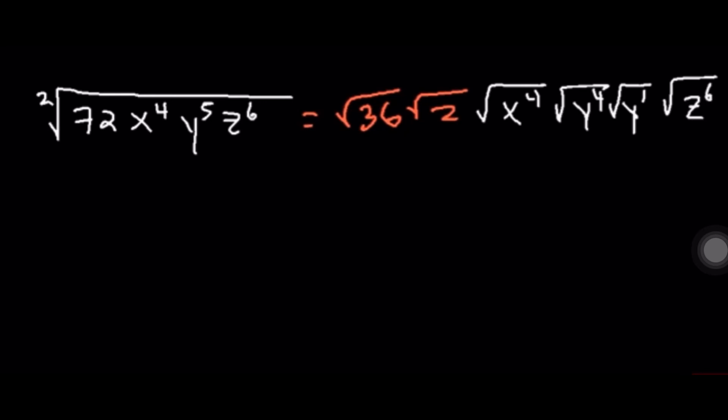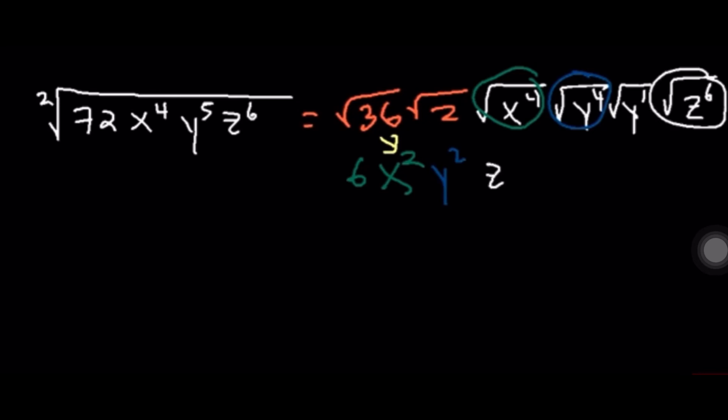The square root of 36 is 6. The square root of x to the 4th is x squared. Because the exponent is even and not odd, we don't need an absolute value. The square root of y to the 4th is y squared. And the square root of z to the 6th is z to the 3rd. So we have an even index, an odd result, so we're going to put this in an absolute value.